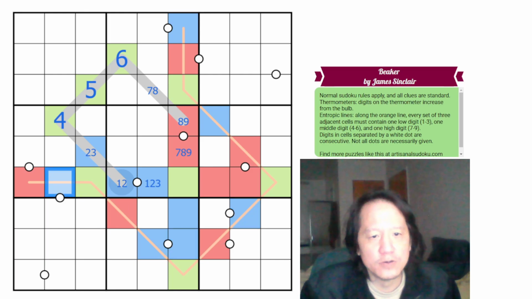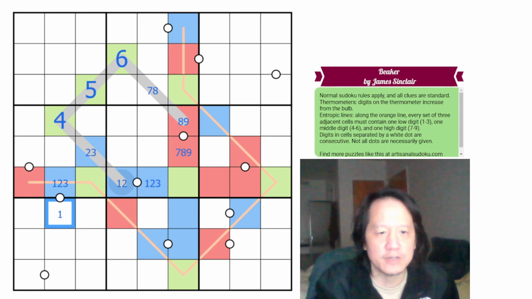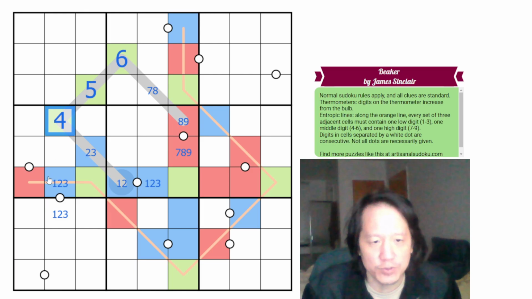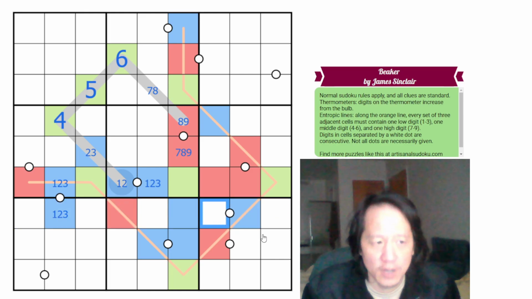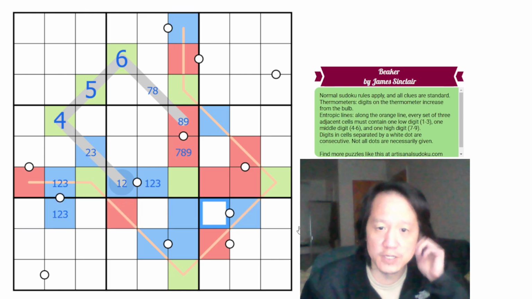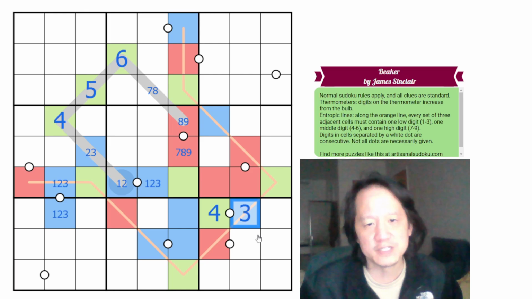This is a low, which means this is 1, 2, or 3. It's consecutive with 1, 2, 3, or 4, but then this has to be 1, 2, or 3 also because the 4 is already here. So this has to be a low. Therefore, we have 3 lows in row 7, which means the rest of the row cannot be a low digit. So this can only be a middle digit, and it has to be 4, which means it's next to 3. So this can never be 3.